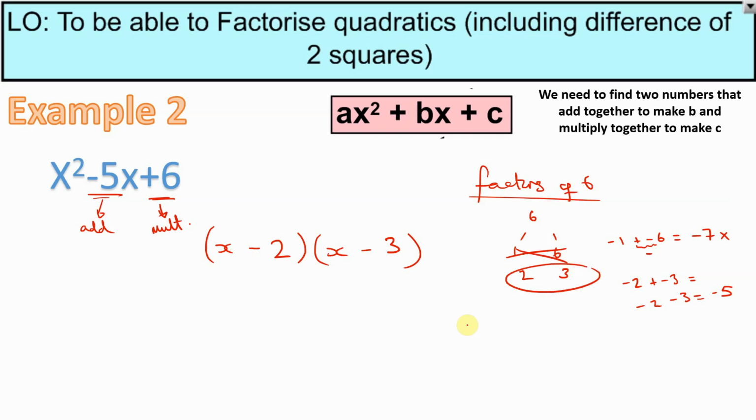So a little bit more difficult with a negative, but if you just go through the steps and don't be afraid to try some stuff, put some stuff in your brackets, expand it. If it doesn't work, put one line through it and just try again. But that would be our factorised form.